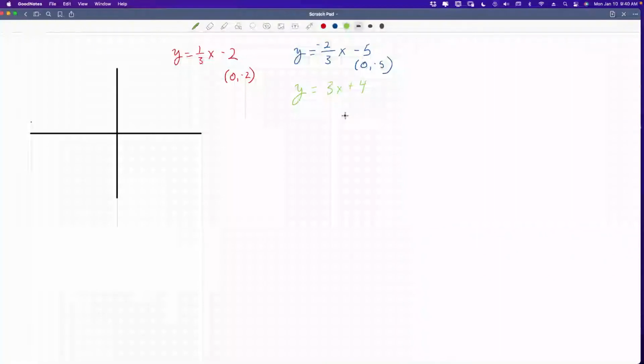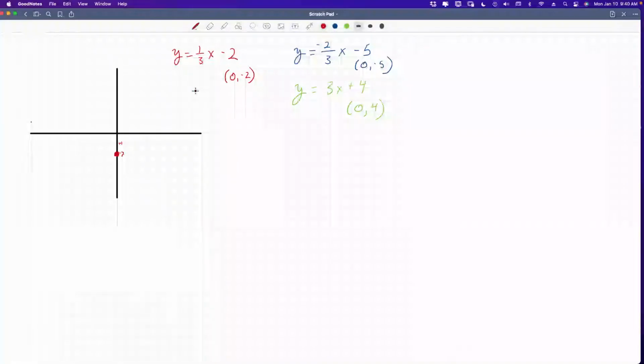For this line, my first point is going to be 0, +4. Do we see all that? Just by looking at this point, you know where it touches the y-axis. So the red one starts at 0, -2. So this is -1, this is -2. This is where this first point lives.